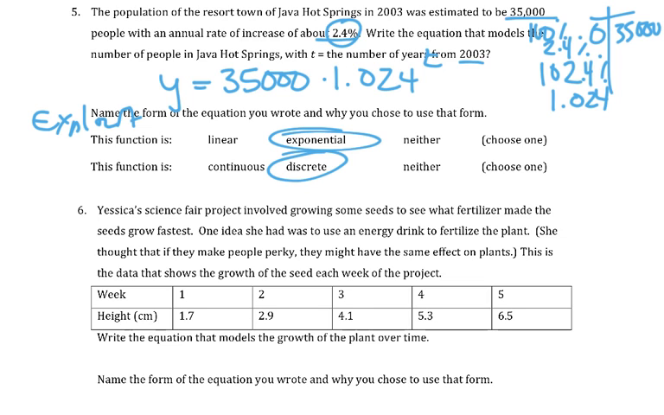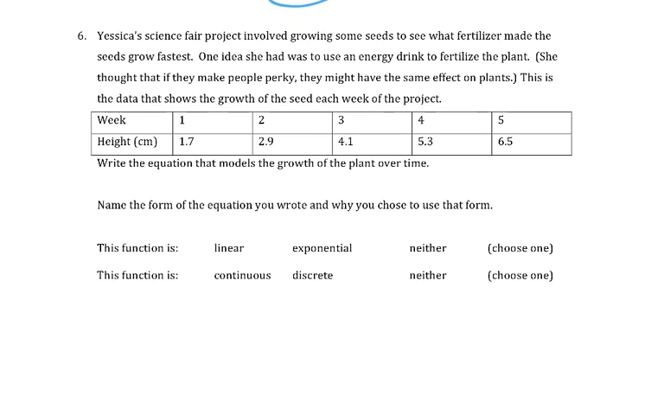Number 6, Jessica's science fair project involved growing some seeds to see what fertilizer made the seeds grow fastest. One idea was to use an energy drink to fertilize the plant. She thought, if they make people perky, they might have the same effect on plants. Here's the data that shows the growth. Okay, so we'll write the equation that models the growth of the plant over time.